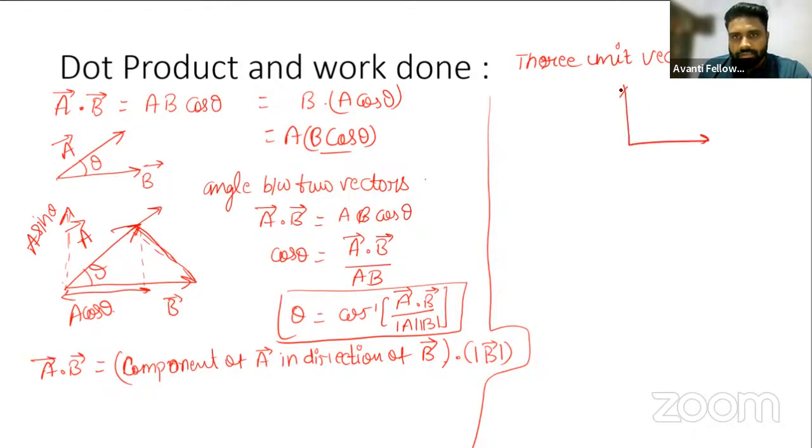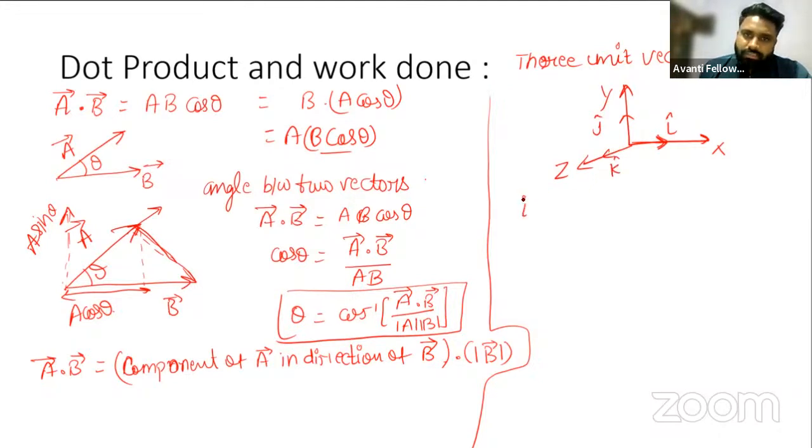This is the x-axis, y-axis, and z-axis. In the direction of the x-axis, we have a unit vector representing the x direction, which is nothing but i cap. The direction vector of the y-axis is j cap, and the direction vector of the z-axis is k cap.